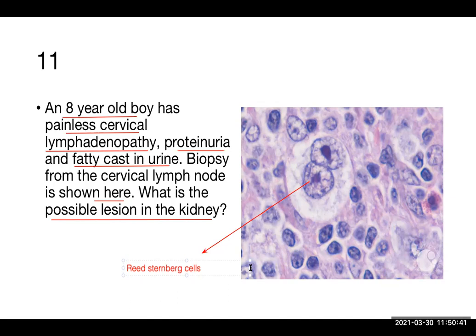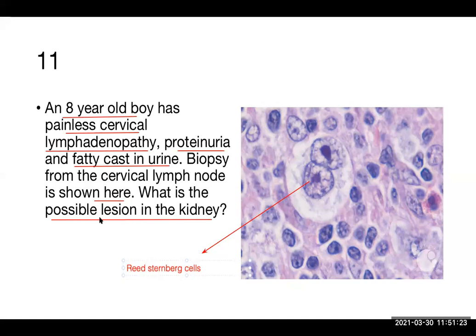A bit similar type of answer, like Philadelphia chromosome. Philadelphia chromosome is seen in other conditions also, but whenever my teacher asks this question, I think about CML first. Same thing here. I think about Hodgkin's lymphoma first in this situation. So this is a case of Hodgkin's lymphoma. Now, your point is what this Hodgkin's lymphoma is doing on the kidney. See this proteinuria and fatty cast in urine. So probably this is a case of nephrotic syndrome. And we know Hodgkin's lymphoma can cause nephrotic syndrome as one of the atypical manifestation or presentation.